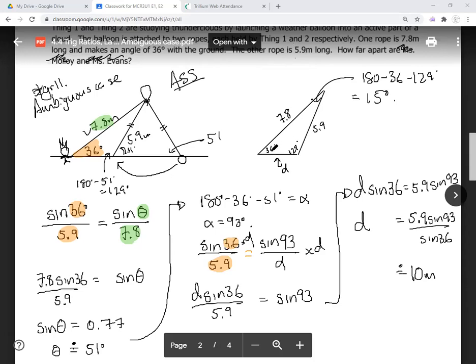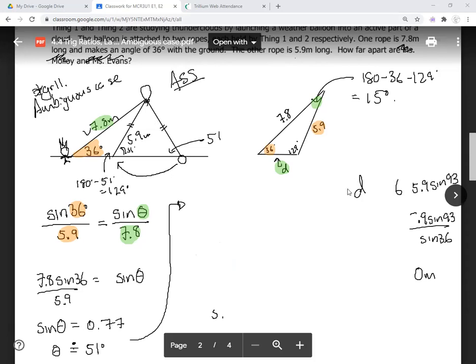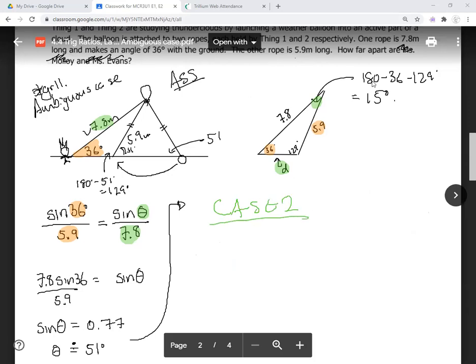So we've got 36 orange, 5.9 is orange. And then this time my alpha is going to be 15 with the angle D. So I'm going to erase this portion, give myself some space. But this is my case 2, my other ambiguous case. Sine of 36 degrees paired with its opposite side, 5.9, is going to be equal to sine of 15 degrees divided by the unknown D value.